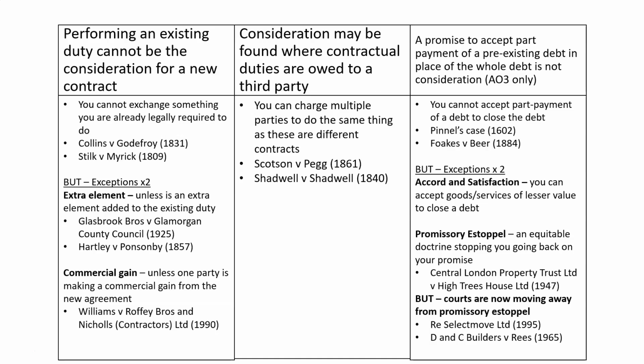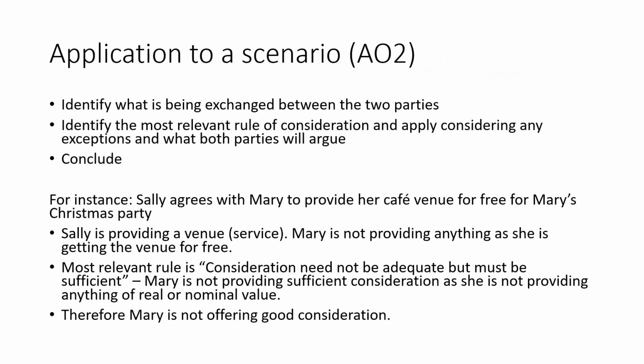So in terms of AO2, in terms of applying this to a scenario, what you need to do is identify what is being exchanged between the two parties. And there might be multiple instances of exchanges in a single scenario, so be careful with that. You might have to deal with several different issues. There probably will be, to be honest. So the first thing is identify what is being exchanged between these parties. You then need to identify the most relevant rule of consideration and apply that rule, considering any exceptions and what both parties will argue, and then come to the conclusion as to whether whichever party they're asking you about did offer good consideration or not.